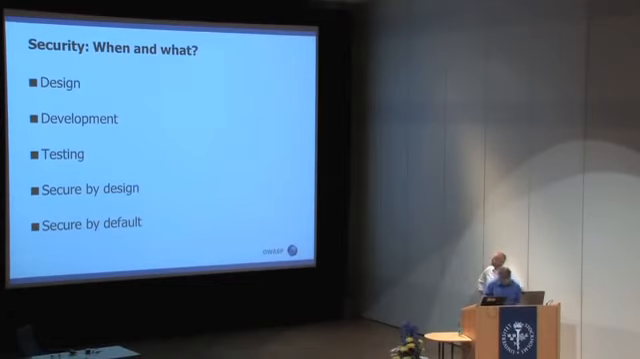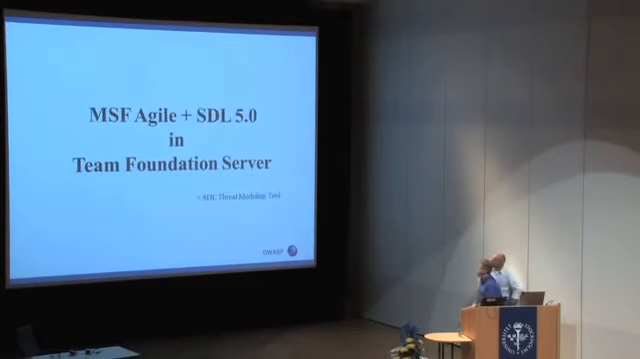So, take this bucket. MSF Agile SDL 5.0 is in Team Foundation Server. As probably many of you know, it is our collaboration server at Microsoft. It's the main server for storing all types of artifacts in the ALM process, including source code, of course. You can see the work items, you can see reports, testing, and whatever you like.